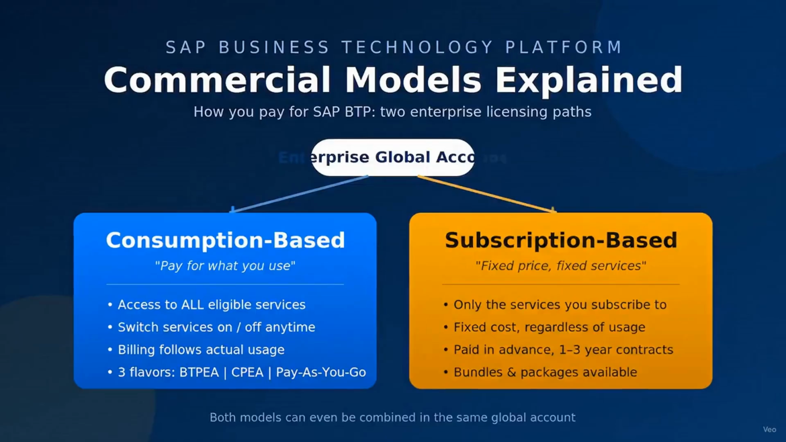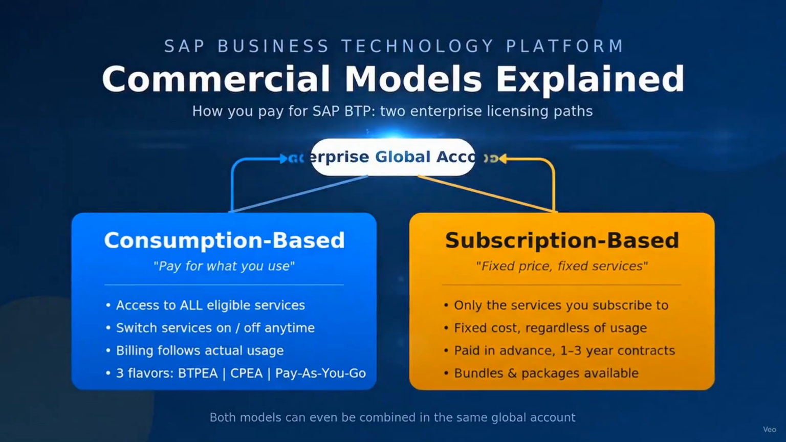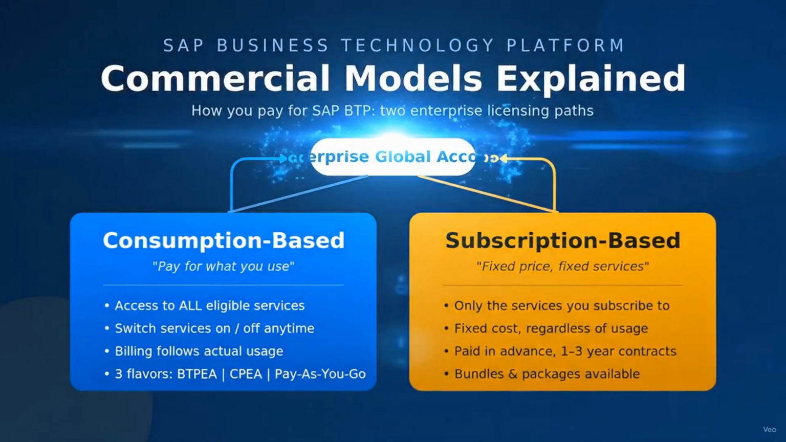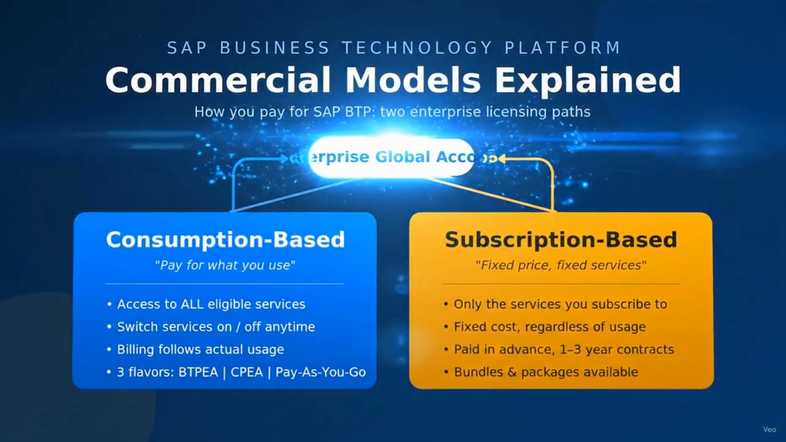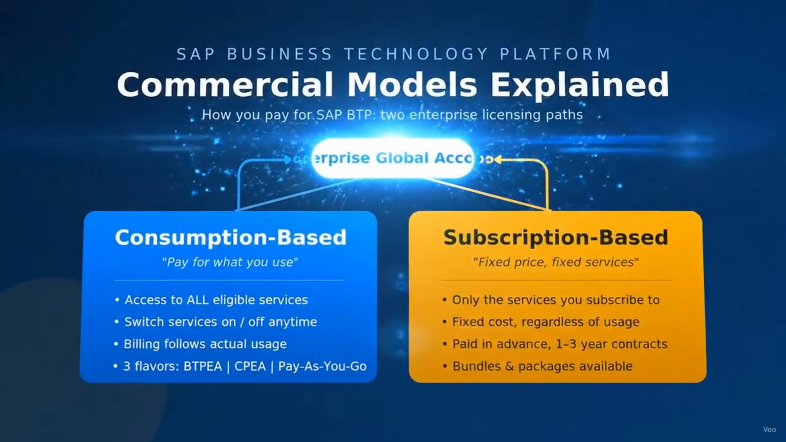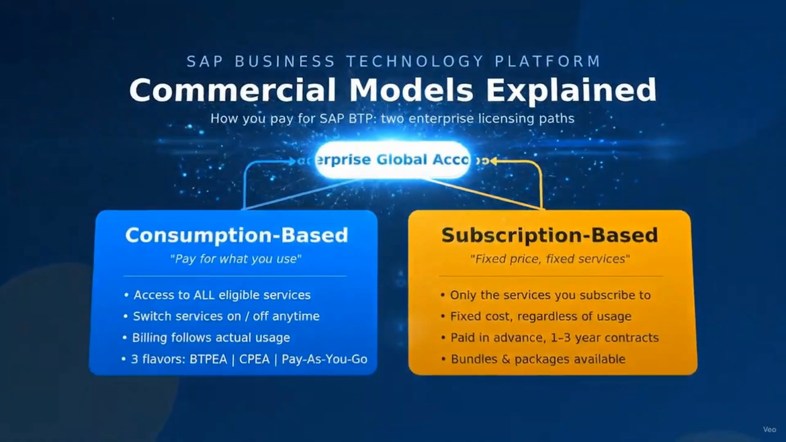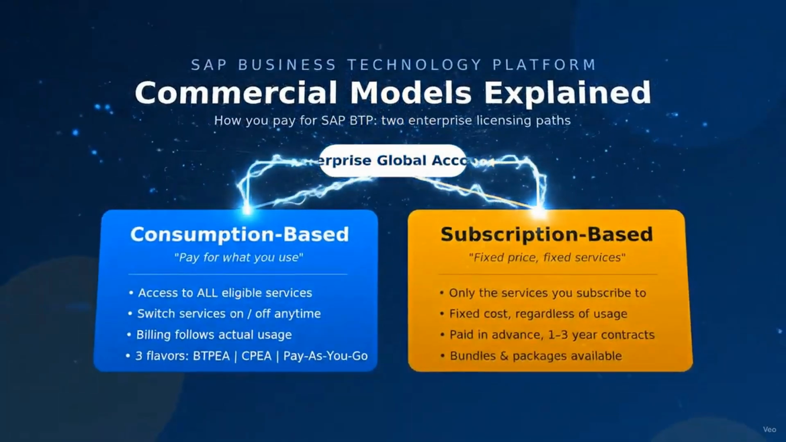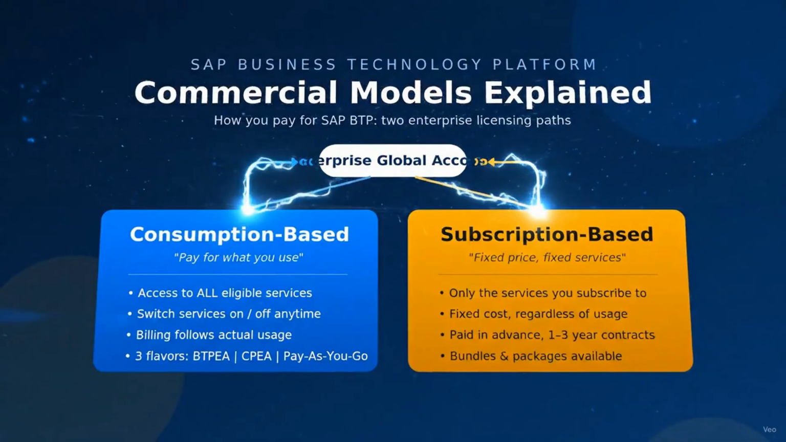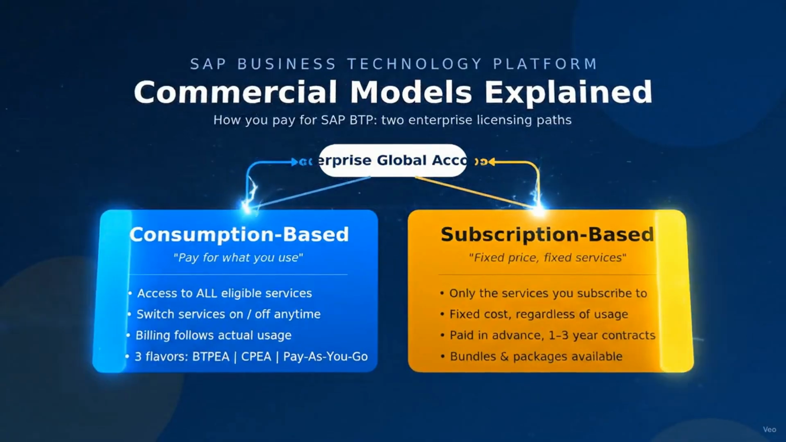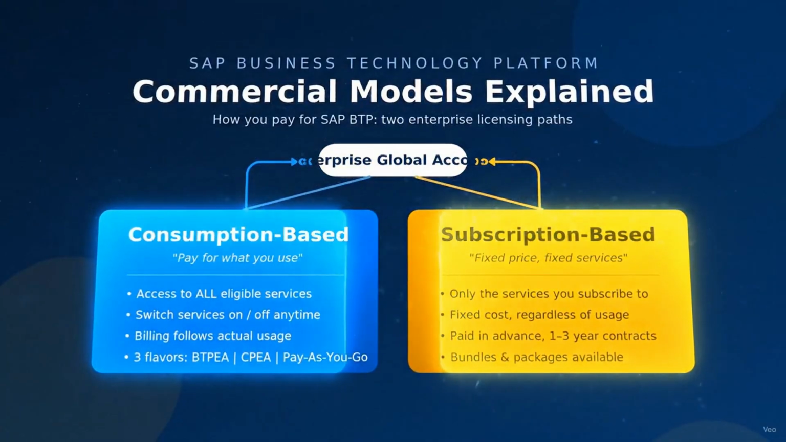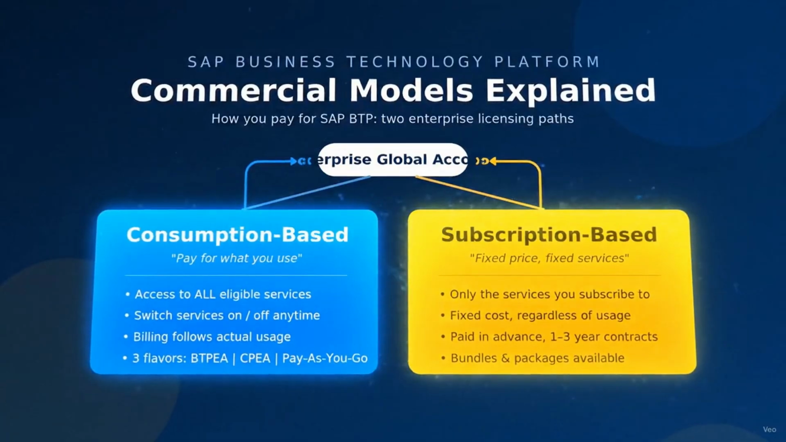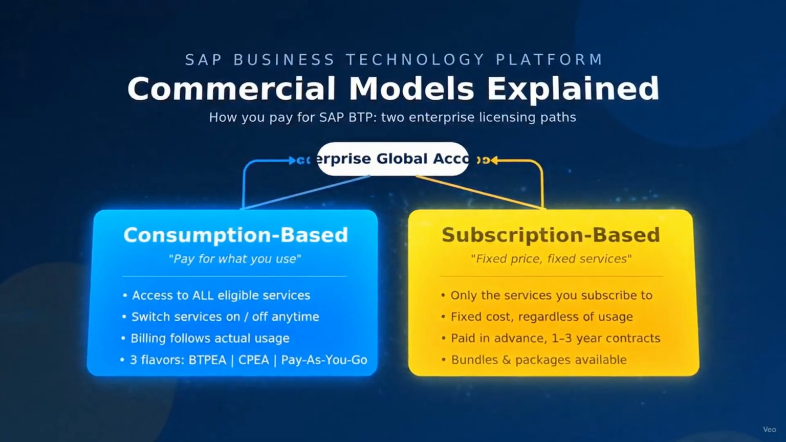Let's go. So, SAP BTP offers two commercial models for enterprise accounts. Number 1, the consumption-based model. Here, your organization gets an entitlement to all current and future services that are eligible for this model. Think of it as an all-access pass. You can turn services on, turn them off, and switch between services anytime during your contract. You pay based on what you actually consume.